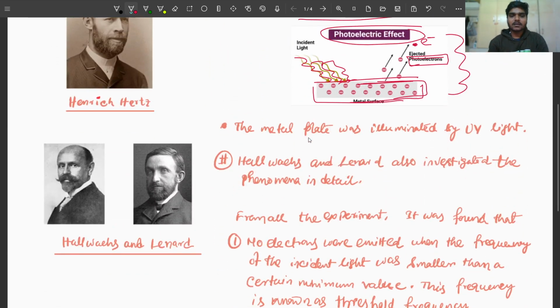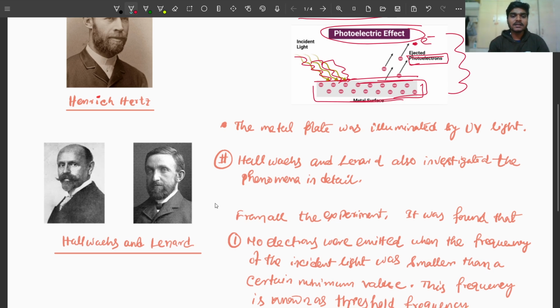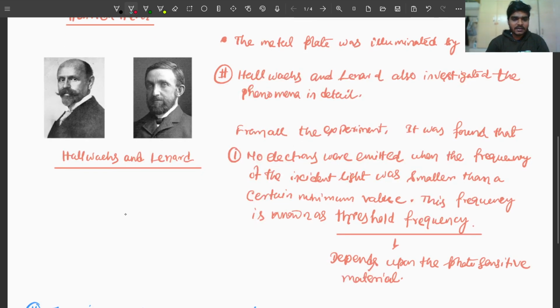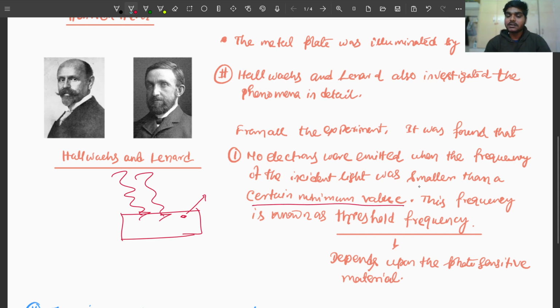Later on, two other physicists, Hallwachs and Lenard, also investigated this phenomenon in detail. From their experiment, they found that if you have a metal plate and you illuminate it with light of any frequency, then no electrons will come out. You have to give a minimum frequency of light, then electrons will be coming out of the surface, and this frequency is known as the threshold frequency. This threshold frequency depends on the metal or the photosensitive material, and it is denoted by ν0.